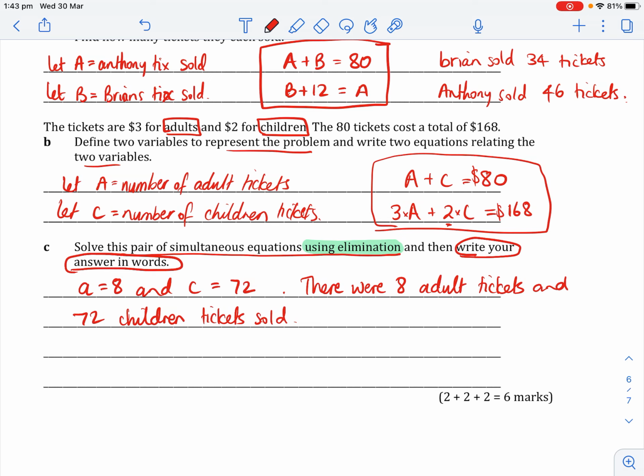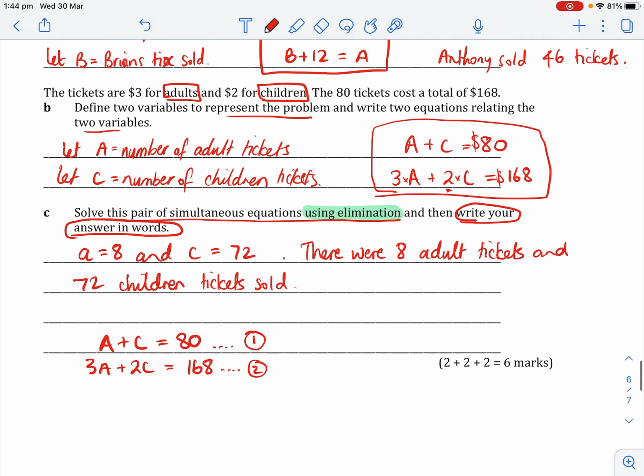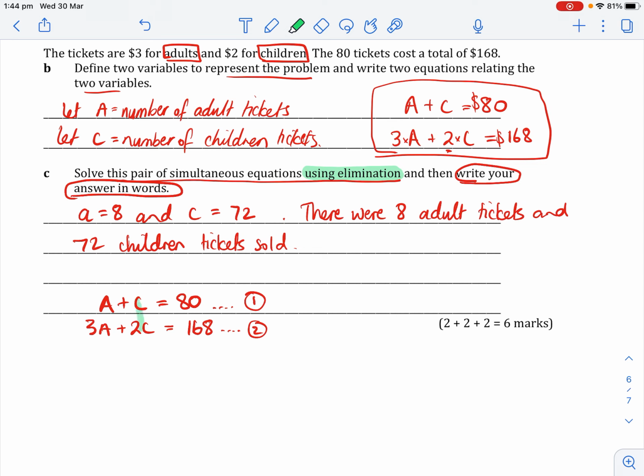And I know that some students haven't done that in class. So this is how elimination method works. I'm going to do it really quickly here. Here's my first equation. Call that equation 1. And my second equation is 3A plus 2C equals 168. What I'm going to do for elimination is get one of my variables, either A or C, to have the same coefficient. And the way I'm going to do that is I'm going to multiply this first equation by 2.